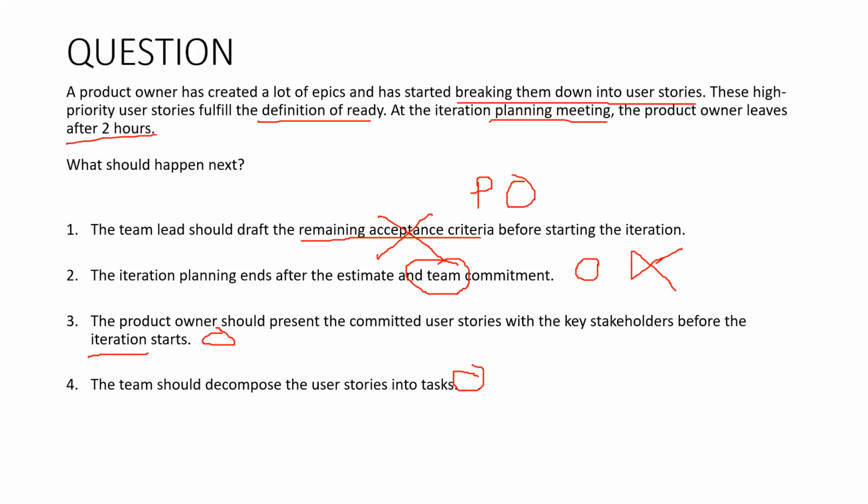Team. It's for the team, right? So this is not the product owner task, so this cannot be the right answer. The simple thing is the product owner has committed to the user stories. Now these user stories should be converted into tasks. So that is the simple explanation of the question. Does anyone have any confusion before I go to the next one?